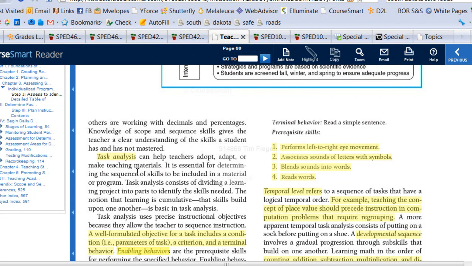So one step, and this is what I want you to fill in your notes now, is like a task analysis. If you've had any study at all of special education, you've heard of task analysis. That you take a task and analyze it so that you can see what smaller steps you'd need to teach that skill. What specific skills? In terms of sequence, skills to be included in material, task analysis consists of dividing a learning project into parts to identify the skills needed. The notion is that learning is cumulative. Task analysis uses precise instructional objectives because they allow teachers subsequent instruction.